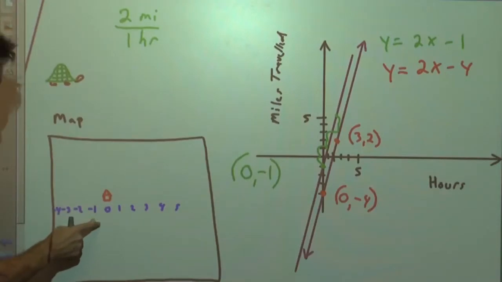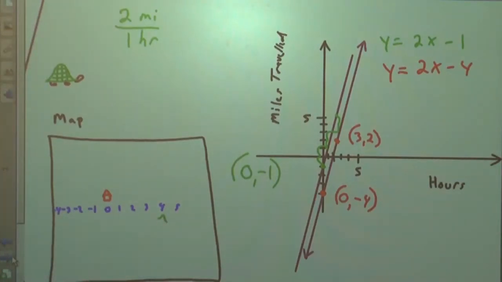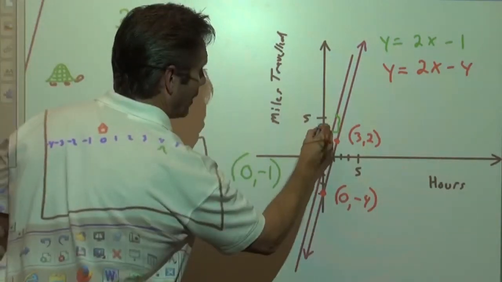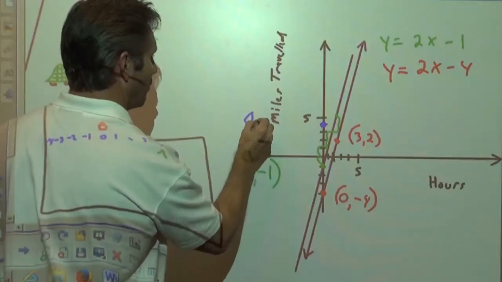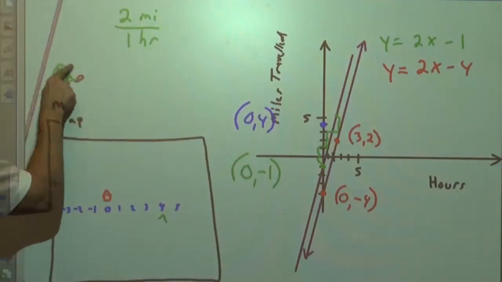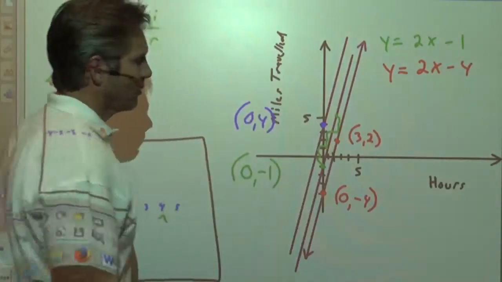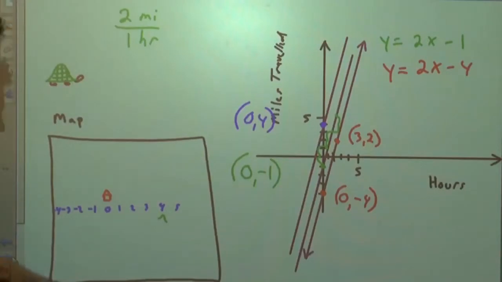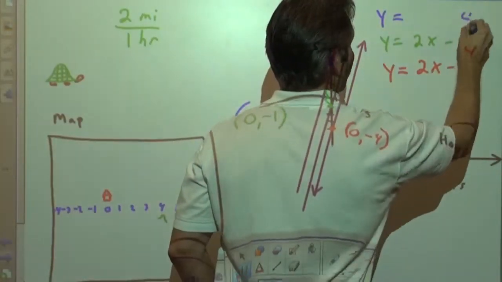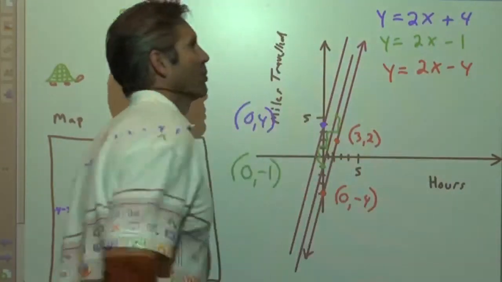If instead our little turtle started at 4 miles to the right of the house, then it's starting at a positive 4. So it's going to start right here at time 0, 4 miles to the east. But it's still going to travel 2 miles per hour. So we're going to take this line over here, and it's also parallel to the other two lines. So this line would start at 4 miles east, but it's also going to be traveling 2 miles per hour.